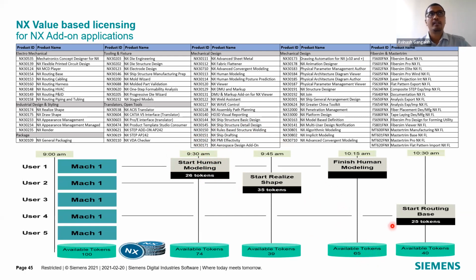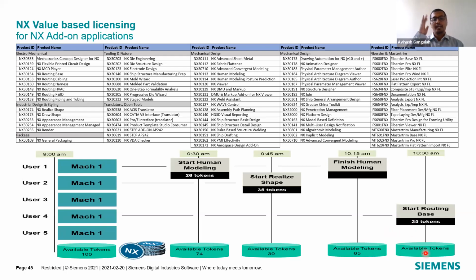At 10:30, somebody wants to start doing something on routing. You may want to do some kind of wiring on this, or maybe the mobile phone or anything, right? So at that point in time, again, this will consume about 25 tokens. So 65 minus 25, you're at 40.